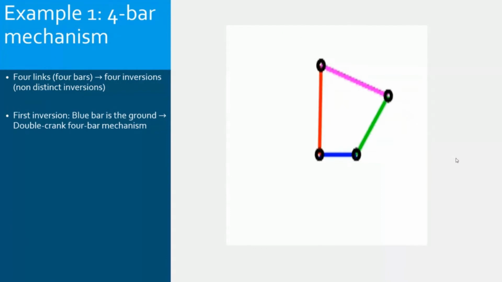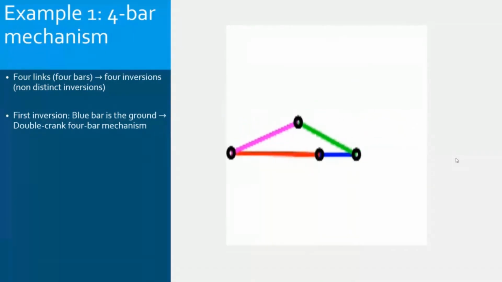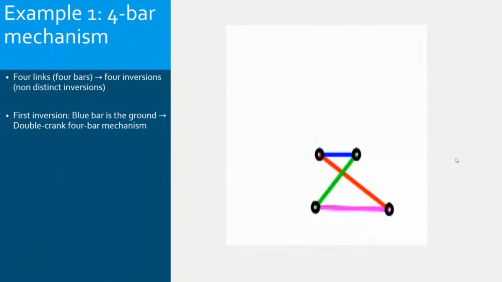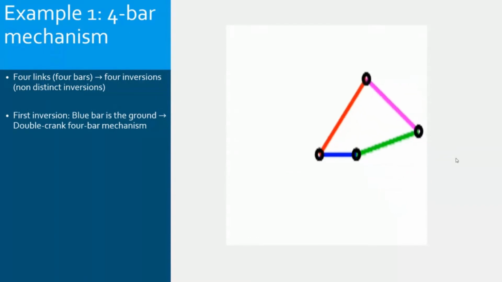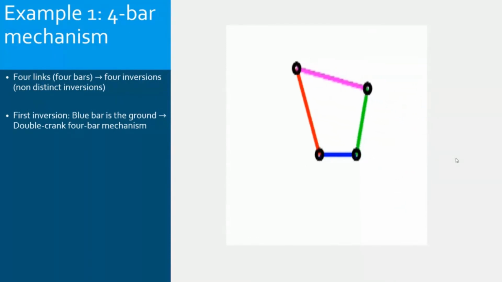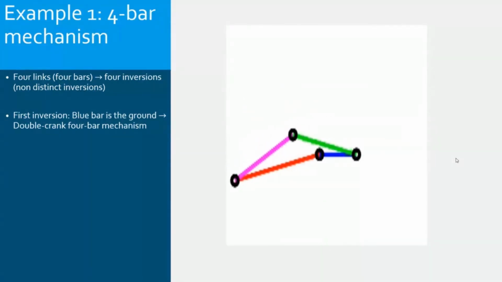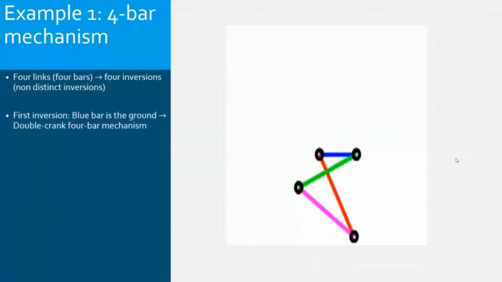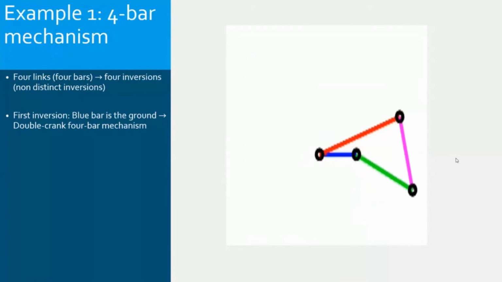If you focus on the red and green bars, each one can complete a full 360-degree rotation. So both are called cranks. A crank is a bar that can complete the 360-degree rotation. There is no limitation on the range. A bar can rotate and have any angle. So here the red bar can have any angle and the green bar can have any angle.